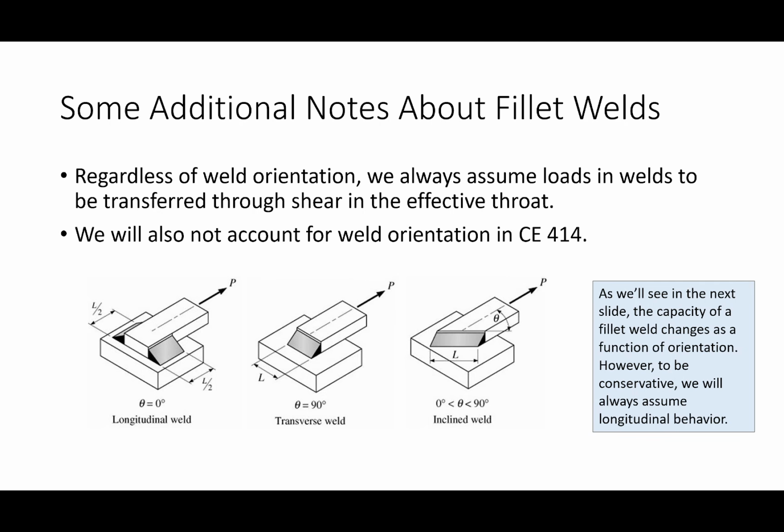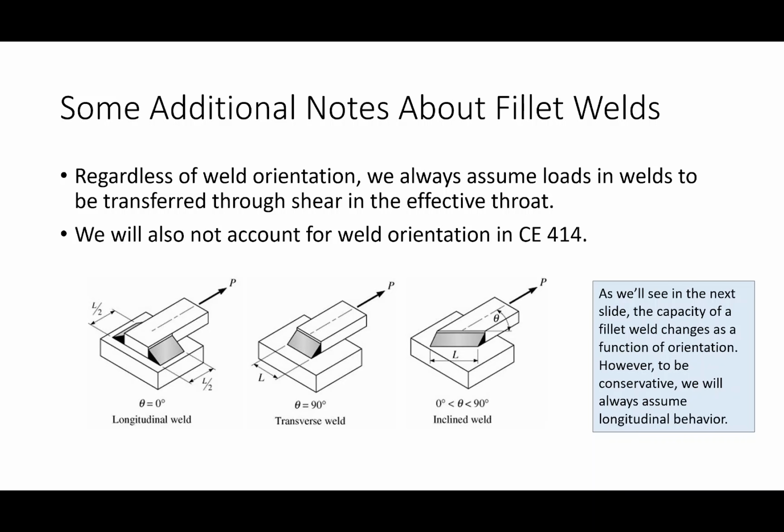Now, some additional notes about fillet welds. One of the things that we didn't really talk about was weld orientation. By that, I mean the angle between the axis of the applied load and the longitudinal axis of the fillet weld. If that angle is 0 degrees, we're dealing with a longitudinal weld like this, where you can see the weld and the base metals experiencing primarily shear.